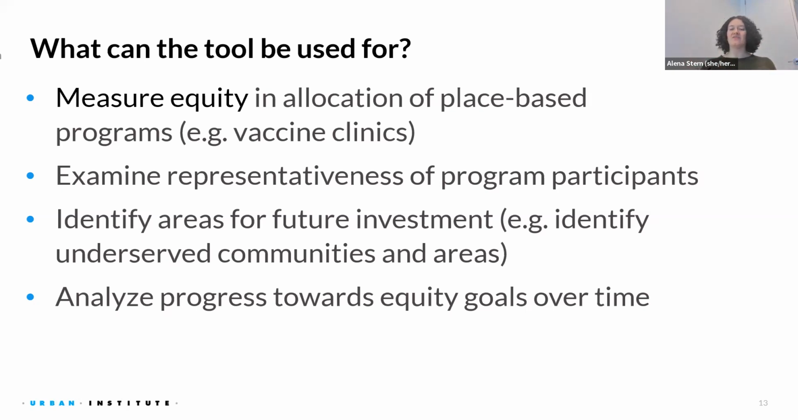The tool is also really useful for targeting future investment. So identifying those neighborhoods or communities that are currently underserved by the present distribution of a resource can help your organization identify and prioritize neighborhoods for future investment. And then, as we mentioned a couple slides ago, you can compare over time to analyze your progress towards equity goals over time.